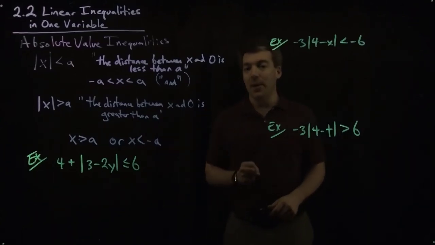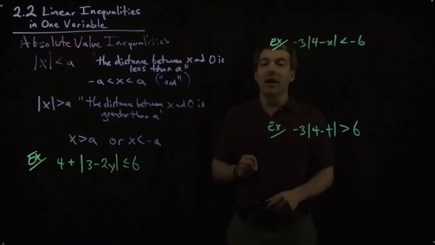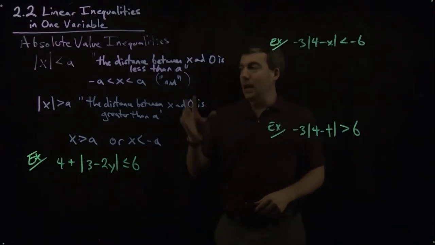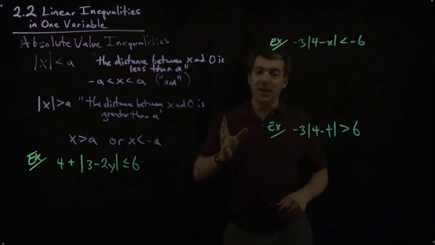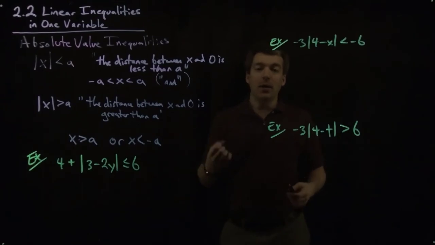Okay, this is our last topic in 2.2. We're going to look at absolute value inequalities. And as the title suggests, we're going to have inequalities that include absolute values. How do we handle those?